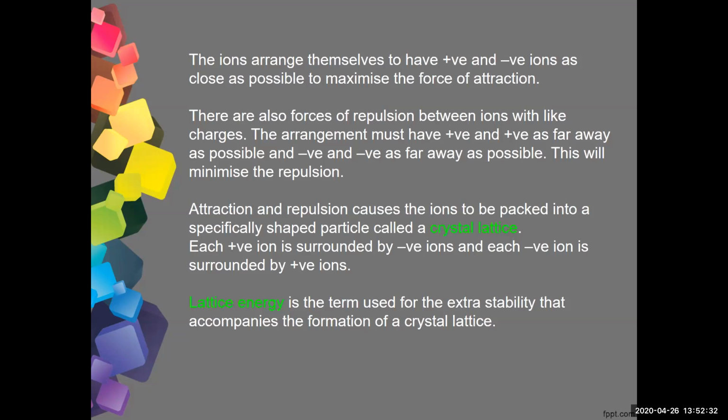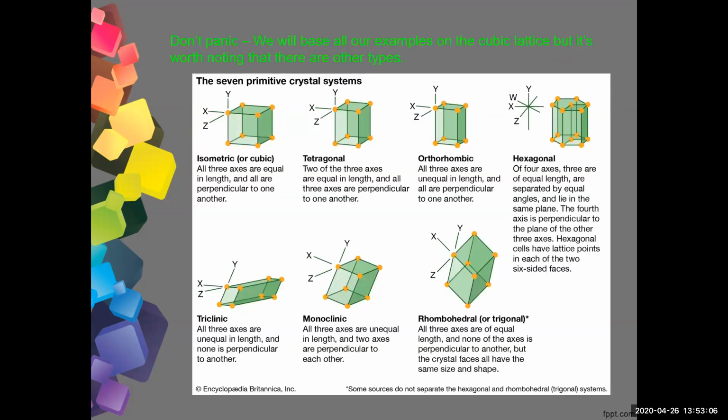And that causes a specific arrangement normally where all the positives are surrounded by negatives and all the negatives are surrounded by positives. And that particular shaped particle is called a crystal lattice. And the extra stability or the reduction in energy that the ions get from forming that lattice structure is known as lattice energy, because in chemistry, we call it what it is. We don't have to make up fancy terms. The energy associated with getting into a lattice is called lattice energy.